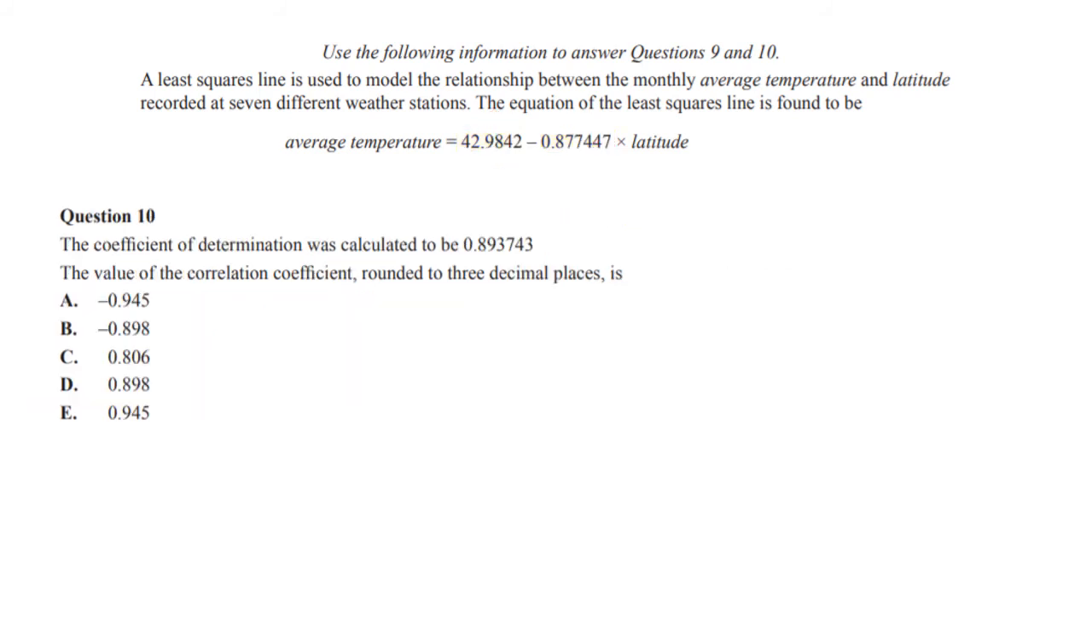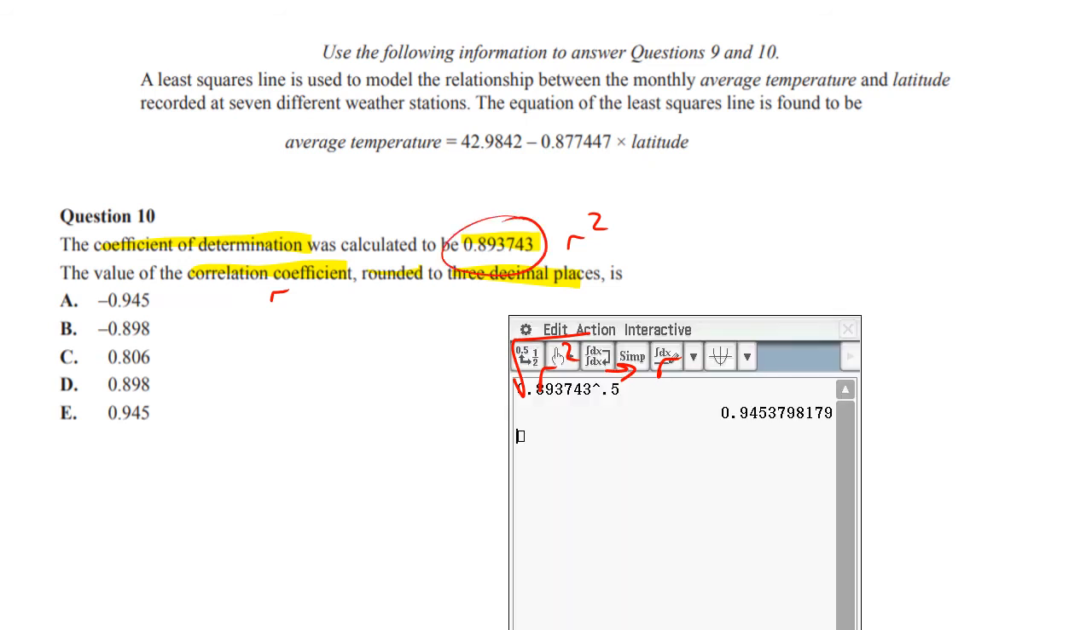Okay, the next question has a few tricks in it. This time they're saying they want the correlation coefficient rounded to 3 decimal places. Now they've given us the coefficient of determination, which is this. So you should perhaps know that this is r squared, and the correlation coefficient is r. If you want to go from r squared to r, then you have to square root. So if you put this number into your calculator, you'll get something like this.